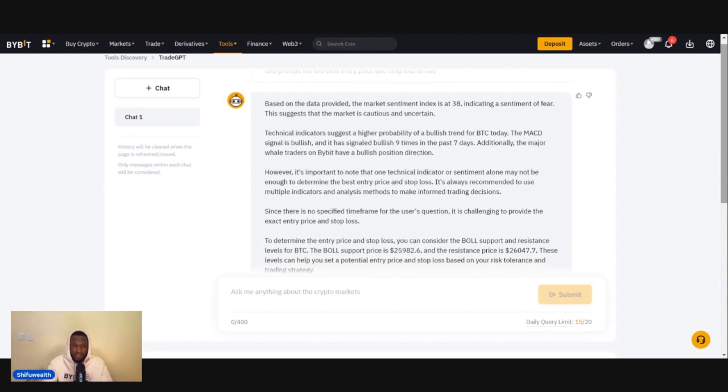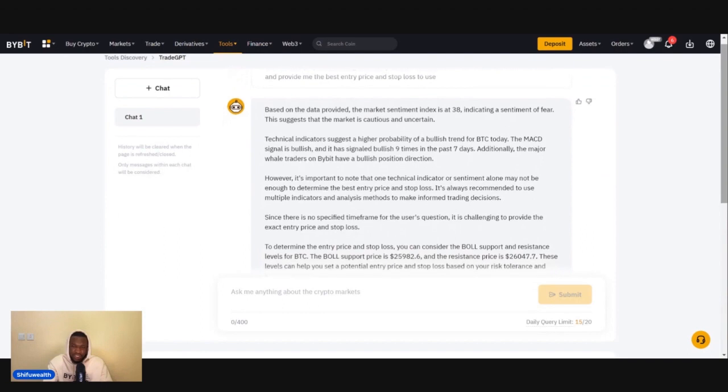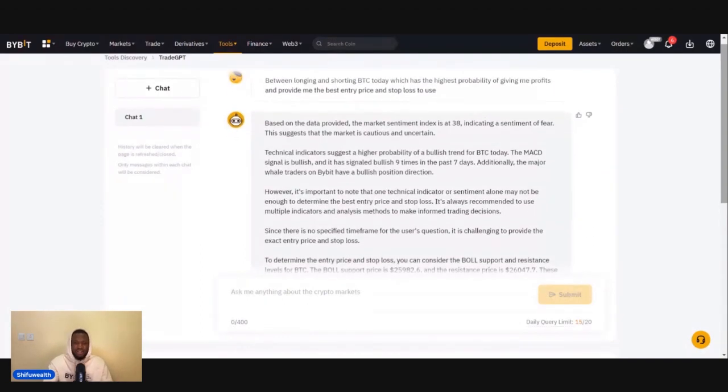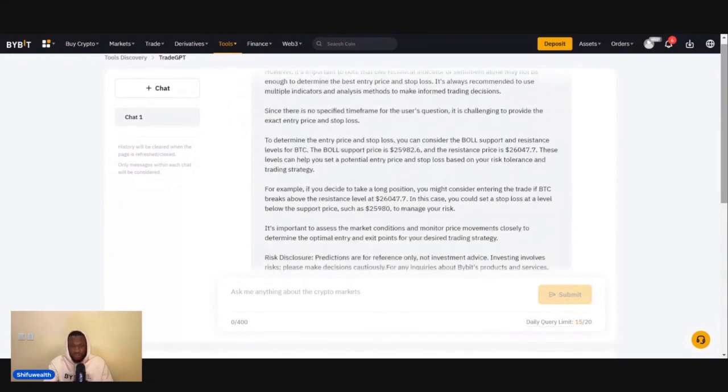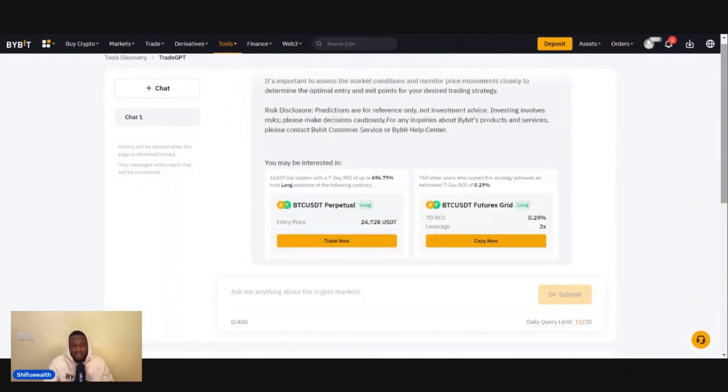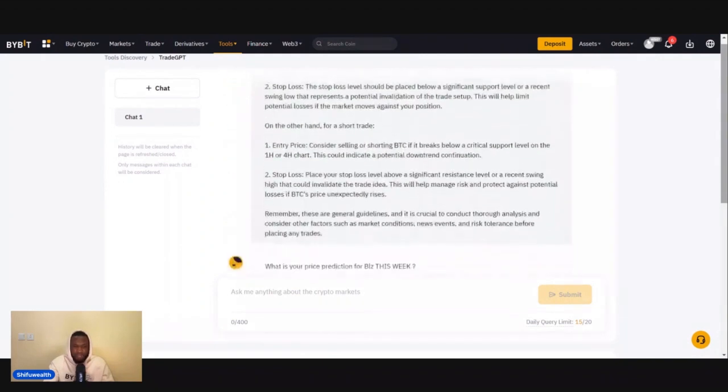But the trend, both technical indicators and the fundamentals that come from the major whales, is that BTC is bullish for the short term, and there's a potential of longing BTC providing more profits than shorting BTC. And if it happens, it also provides us a suggestion that could work for an entry and a stop loss as well.